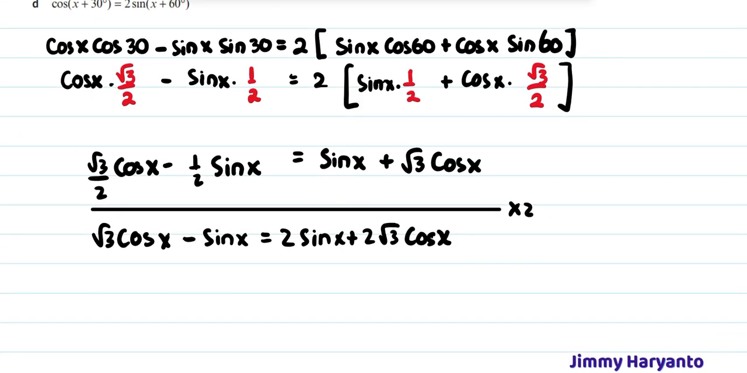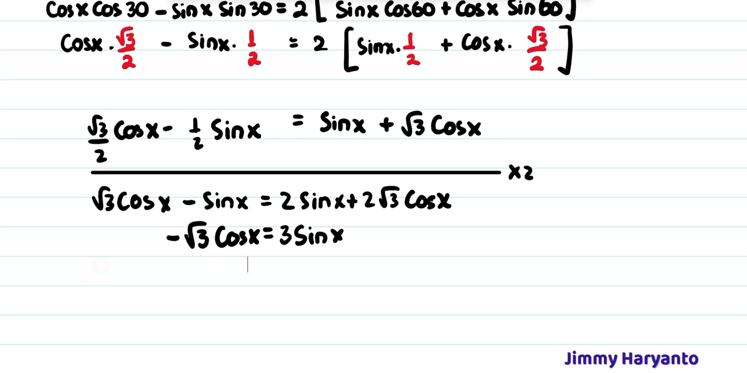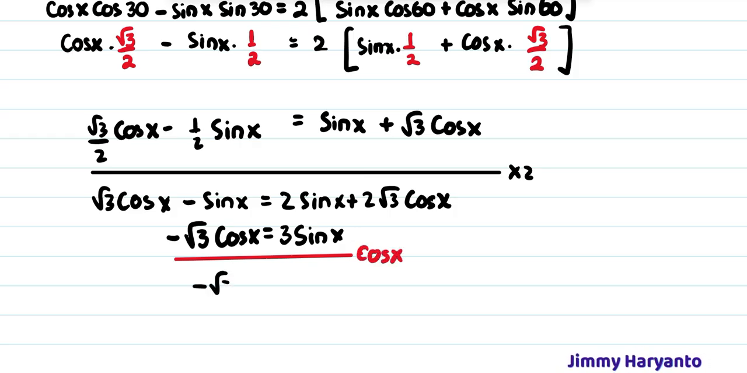Okay, and then after this we can move the sin to the right hand side. 2 plus 1 equals to 3, become 3 sin x, and then I will move this one to the left hand side. That means 1 square root of 3 minus 2 square root of 3. It will become negative square root of 3 cos x. And then what next is, I want to divide them all by cos x, so I will have tangent later. Square root of 3 equals to 3 sin x over cos x.